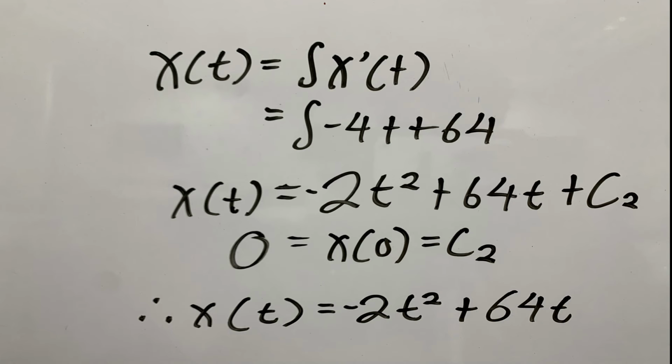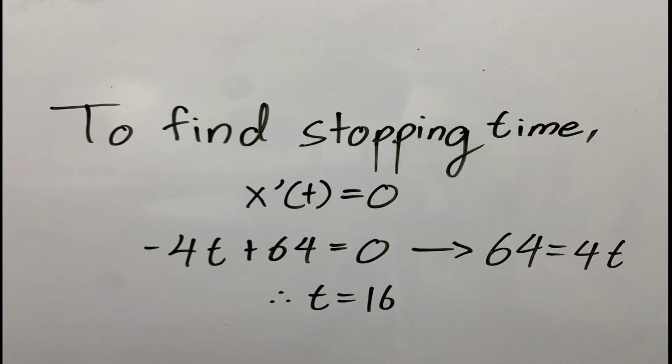We need to find x, so we integrate again. Integrating x prime in terms of t, we get negative 2t squared plus 64t plus c2. Subbing in x0 equals 0, thus c2 equals 0. We get the general solution of x in terms of t to be negative 2t squared plus 64t. To find the stopping time, x prime t equals 0, or negative 4t plus 64 equals 0.